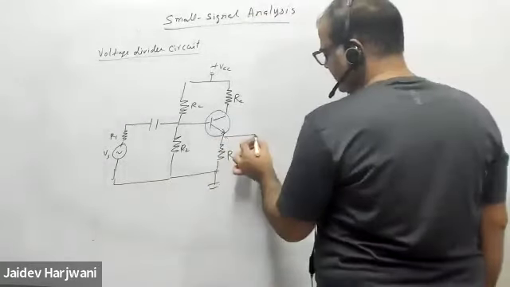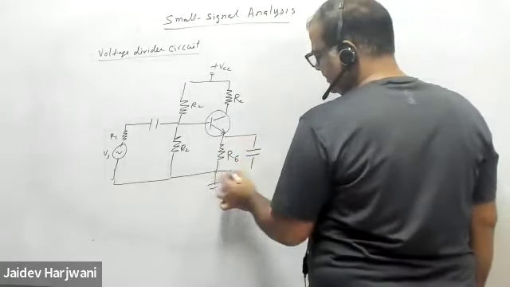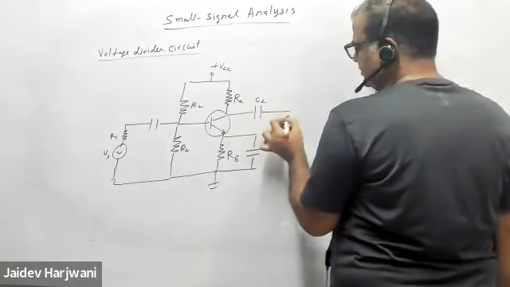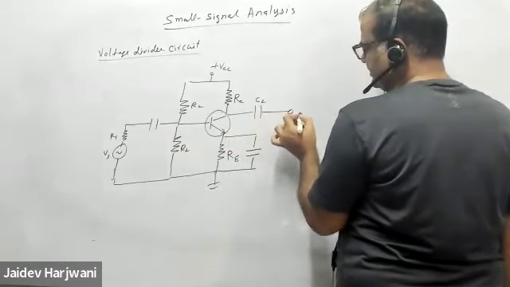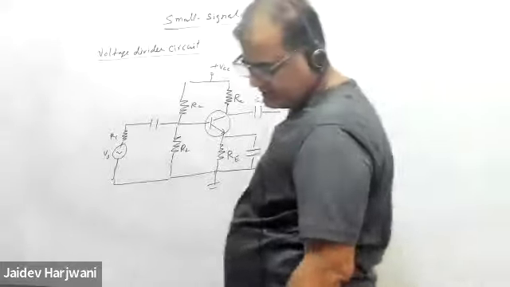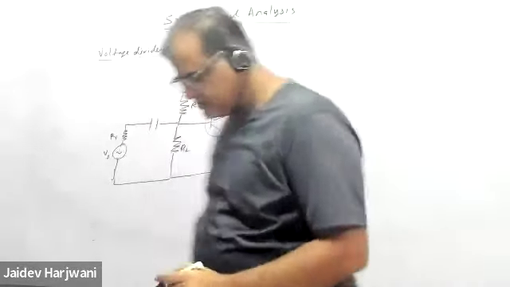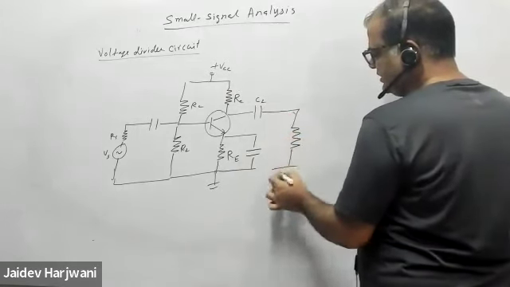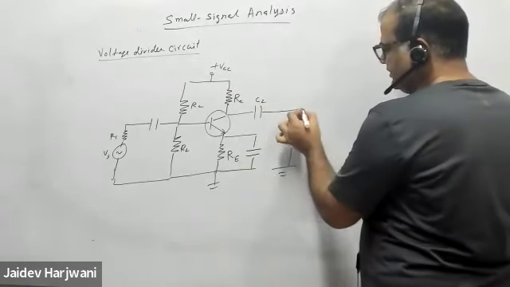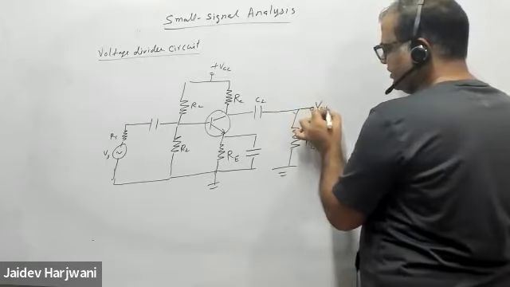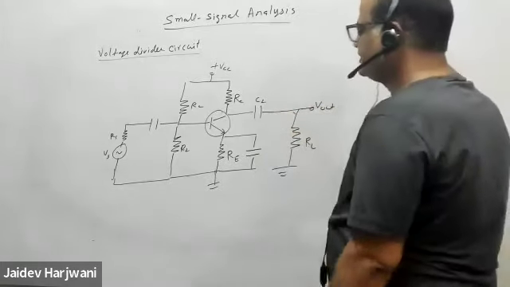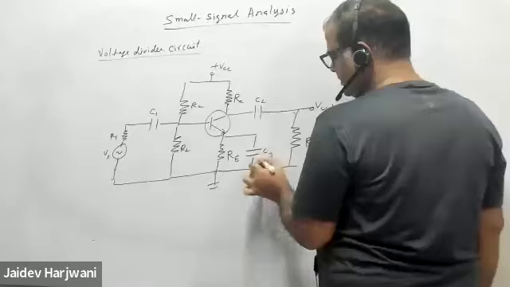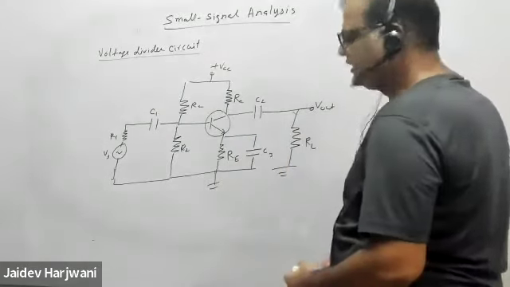And you have a capacitor C3, a capacitor C2, and here I'm measuring the V naught. If you want, you can put a resistance RL also here, and you are measuring V naught here. Okay, this is your circuit. This is your C1, this is C2, C3, and now the values are given.